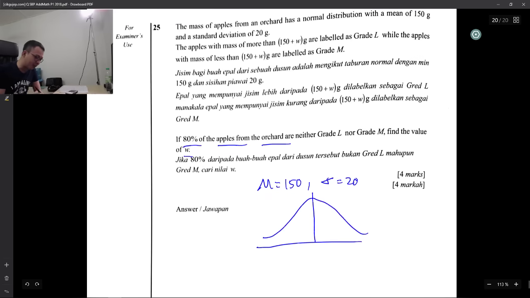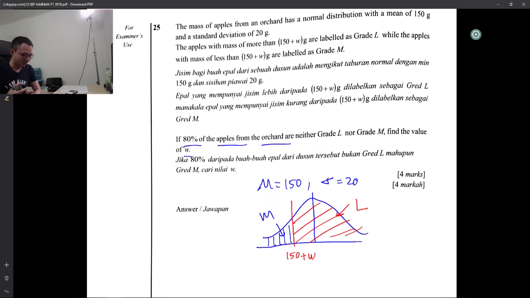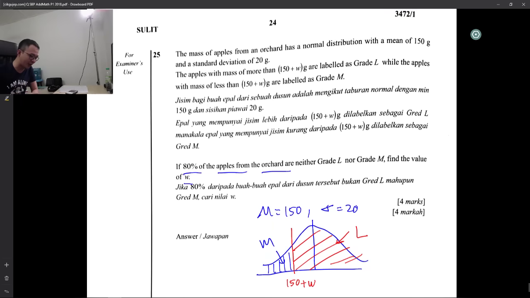Based on this question, suppose 150 plus W is some value here. If a mass is more than it, it is labeled L; less than it, labeled M. But at the end they say 80% are neither L nor M, which would be 0 already, because L and M include everything. So I think this is not what they want.